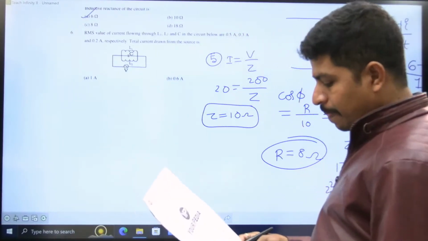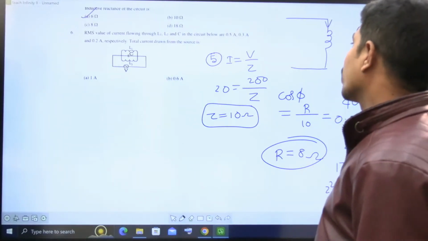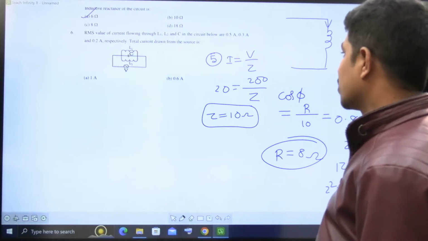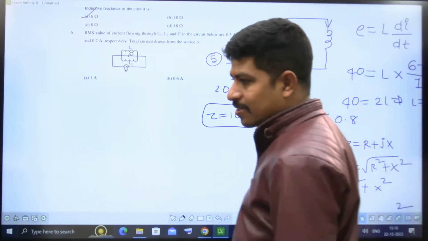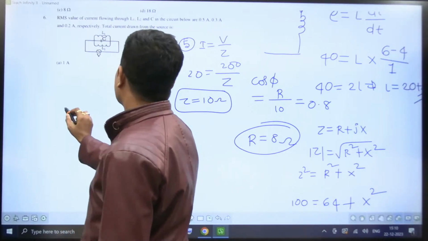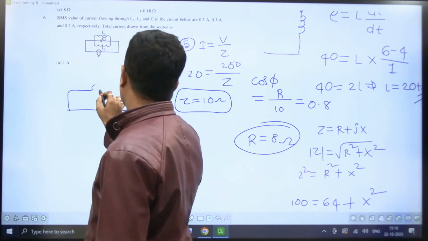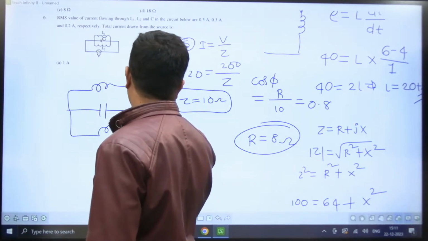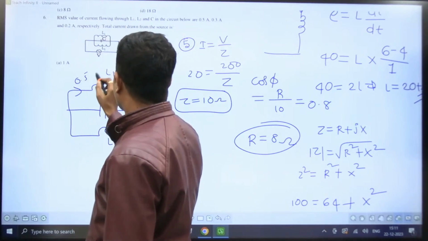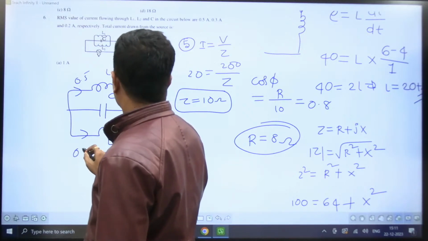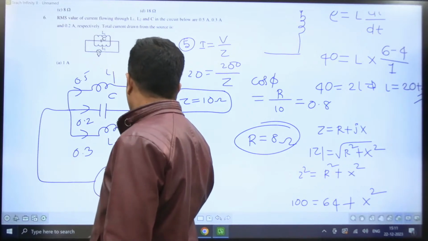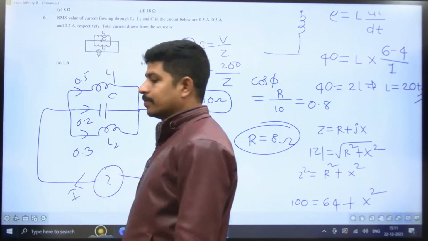What is question number 6 saying? The RMS values of current flowing through L1, L2, and C in the circuit below are 0.5 amperes, 0.3 amperes, 0.2 amperes respectively. The current drawn from the source is asked. I'm redrawing the circuit. There is a capacitor, an inductor, and another inductor. This is L1, this is L2, this is C. This is carrying 0.5 amperes, this is 0.3 amperes, and this is 0.2 amperes. Then how much is the current coming from this source? He wants the value of current I.